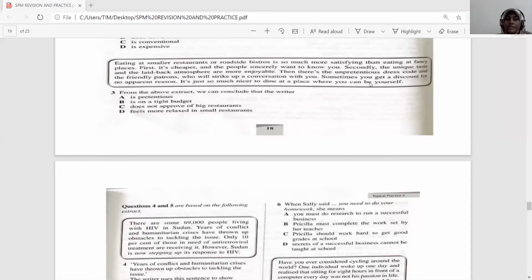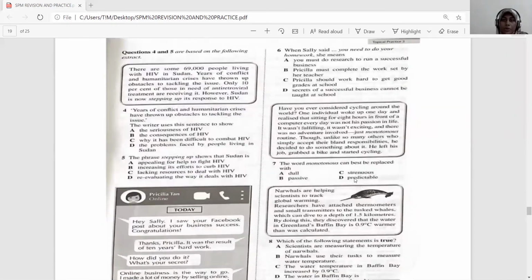Okay, let's say you go to KLCC, you want to eat buffet or you want to eat dinner, you have to wear a suit or come up with a good looking dress. But when you go to a smaller restaurant, you feel more relaxed, right? You are not stressed. Okay, look at number 4.